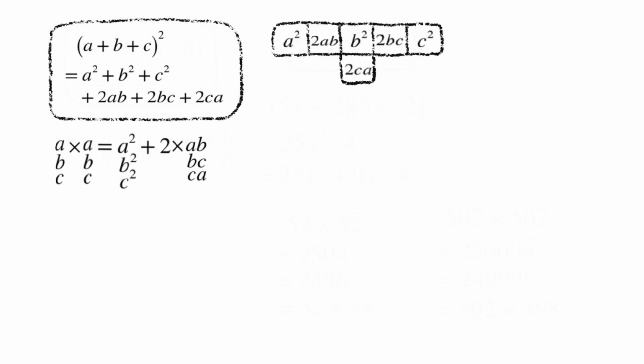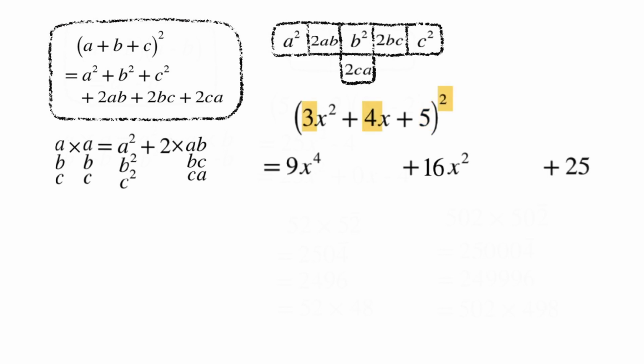With this format, let's expand this. Like a squared b squared c squared. 2ab, 2bc, 2ac. 46x squared.